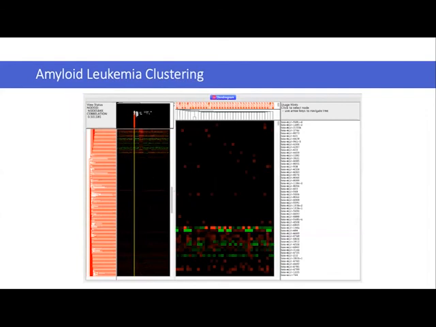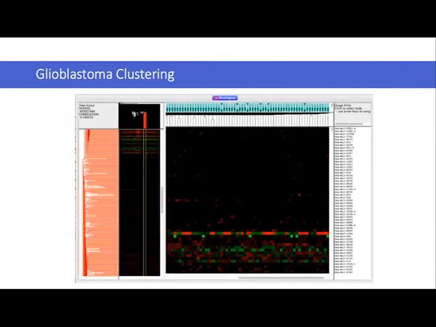On retrospective data, I noticed that certain types of cancers cluster well based on microRNA expression, and one of those was amyloid leukemia. So 90% of the amyloid leukemia samples in this run were in one cluster here with a node correlation of 50%. Glioblastoma also clustered well in retrospective data with 87.7% of those samples in a cluster with node correlation of 0.50.